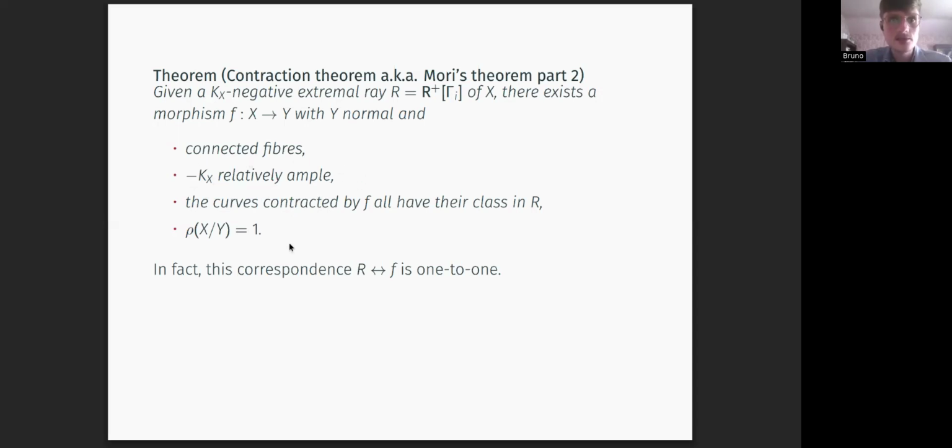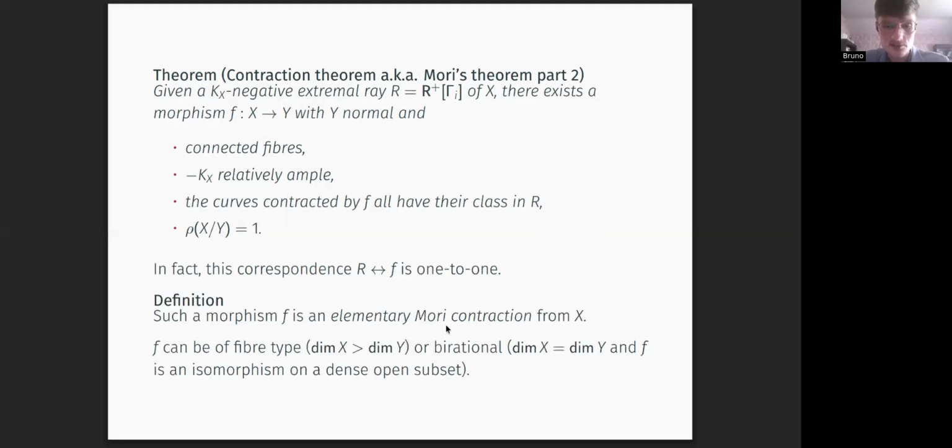And it is elementary in the sense that all the curves contracted by F are numerically proportional. So all the curves contracted by F have their numerical equivalence class in the same extremal ray. Right, and this is also translated by the fact that the relative Picard number is equal to 1. It also means that I cannot factorize F through another contraction of this type, right? And this correspondence is one-to-one. So we have a bijection between the set of Kx negative extremal rays and the set of such morphisms. And such morphisms we call elementary Mori contractions from X.